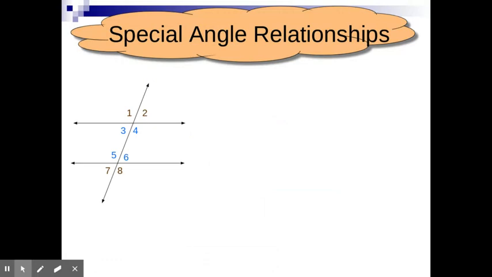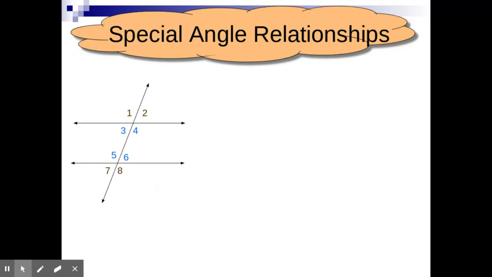Now on to the different types of angles. So far we've talked about adjacent angles, complementary angles, supplementary angles, and vertical angles. So if we look at this diagram, just to review those, adjacent angles are angles that are next to each other. 1 and 2 are adjacent. 3 and 4 are adjacent. 6 and 8 are adjacent. Vertical angles are angles across from each other when two lines cross. So 1 and 4 are vertical, which means they'll be equal to each other. 3 and 2 are vertical angles. 5 and 8, 6 and 7.